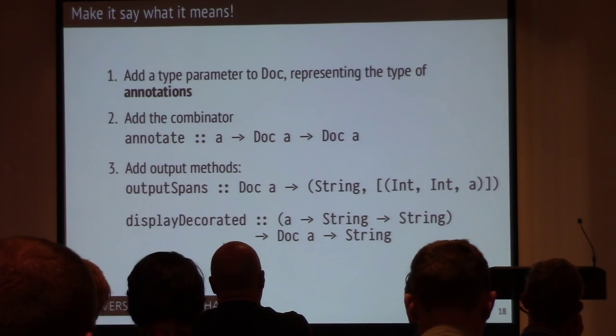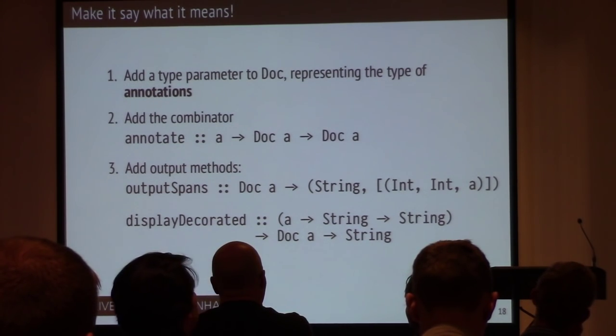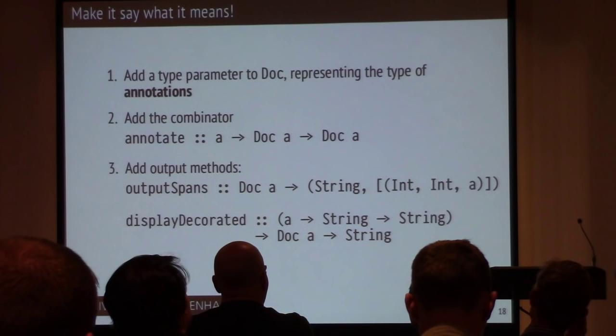So for example, we might use display decorated if we want to wrap ANSI escape codes for colors surrounding names, depending on what kind of name they are. Or we might want to use it to wrap HTML or LaTeX around it if we want to make writing papers or web pages easier.